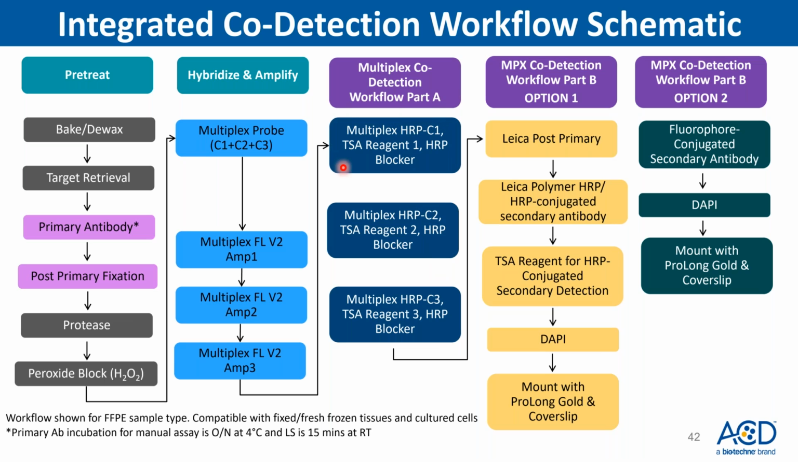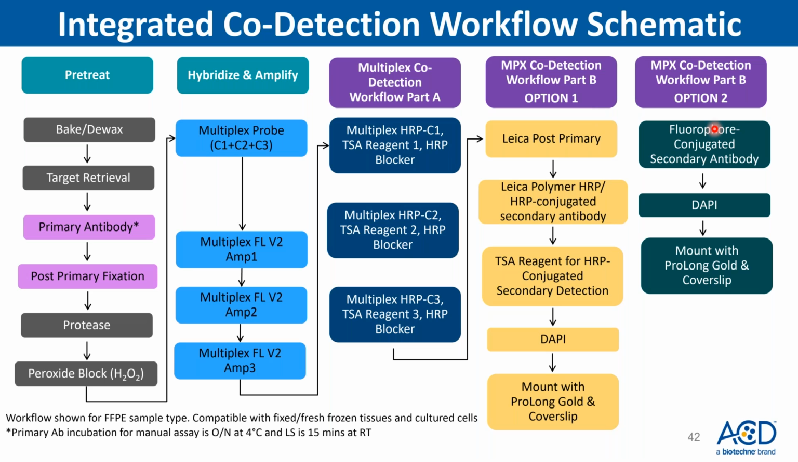So you will do the detection for channel 1, which is HRP-C1, followed by TSA reagent 1, which can be TSA Plus fluorophore or Opal dyes, followed by the blocker step. And then you will repeat this for channel 2 and channel 3. And after that, you will go to part B of the workflow, for which you have 2 different options.